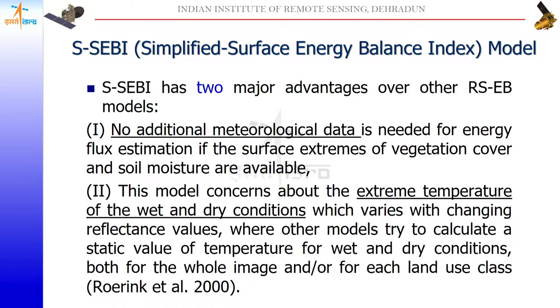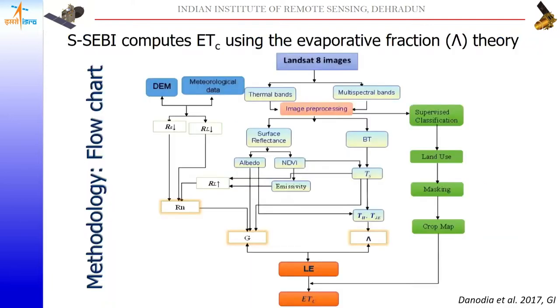Then further, this model considers the extreme temperatures of wet and dry conditions. Based on the wet and dry conditions, we can define the dry edge and the wet edge in the entire 2D scatter plot of the data sets. Based on that, we can define the wet and dry conditions among various land use and land cover classes. That model was developed by Roerink in 2000.